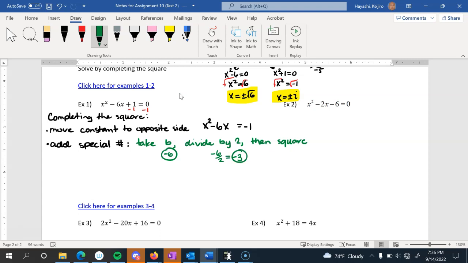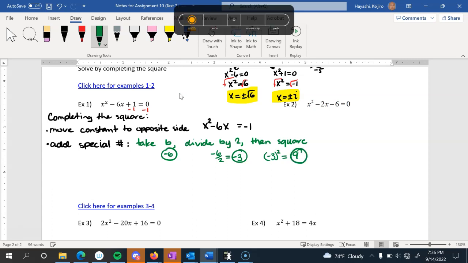Add a special number. So b is negative 6. If we divide it by 2, we'll get negative 3. And then if we square negative 3, what does that become? Positive 9. And that is the number that we're going to add to both sides.